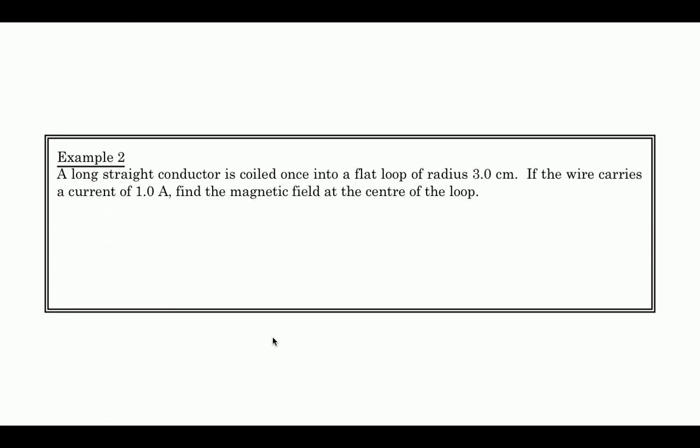A long straight conductor is coiled once into a flat loop, and it's got a radius of 3 centimeters. If the wire carries a current of 1 amp, find the magnetic field at the center of the loop. Okay, so here's mu. It's 4 pi times 10 to the minus 7. Again, this is the constant that we're going to use for the most part all the time, and it's because this is what it is at the center of a loop. And we're going to say there's nothing in the center of the loop. It's just a vacuum. I is 1 amp. The radius is 3 centimeters. And there's 1 turn. It's coiled once into a flat loop.